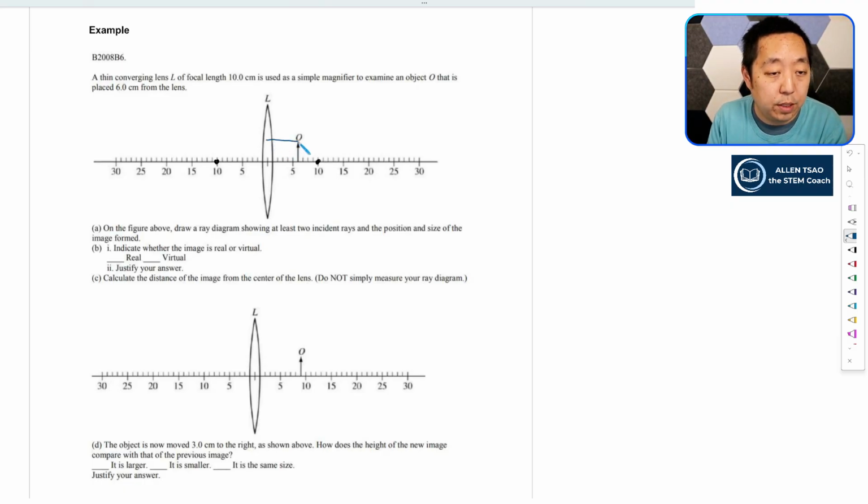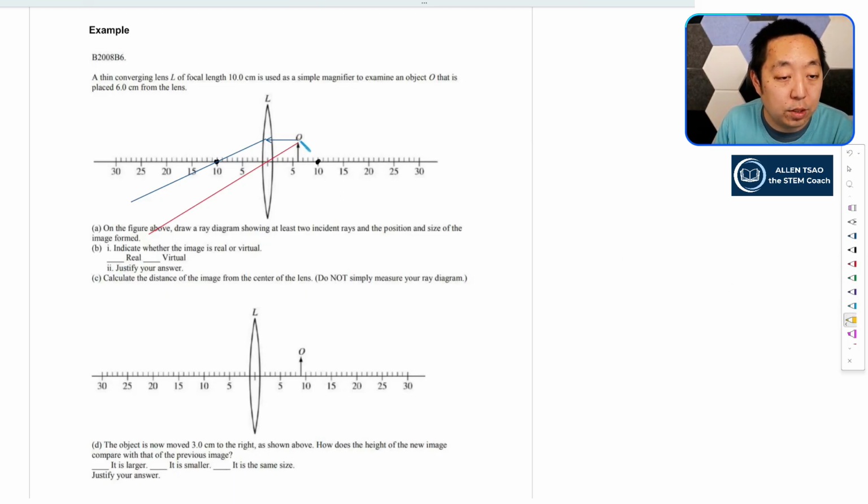Okay, so it's going to go parallel here, parallel there, and then it's going to go and pass through the focal point there. Okay, so that's the first ray. Second ray is any ray that goes through the center here is going to go unchanged. And then the third ray, optional, you don't need this third ray, is anything that's going to appear to come from the focal length. So in this case, because we're in front, we can't bend through the focal length, but you'd say anything that would bend away from the focal length is then going to travel horizontally like this.